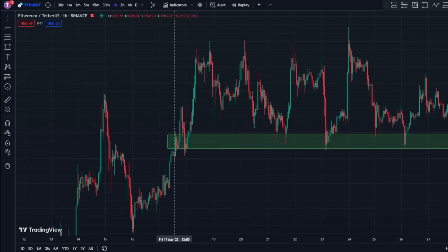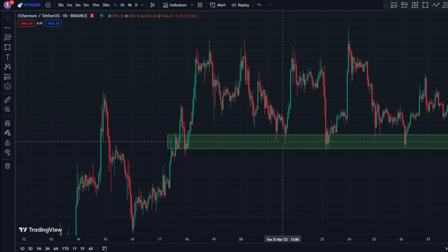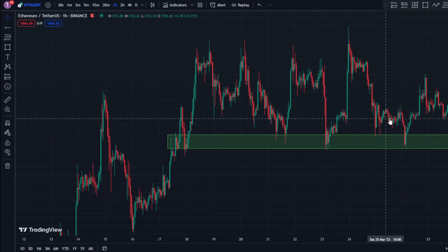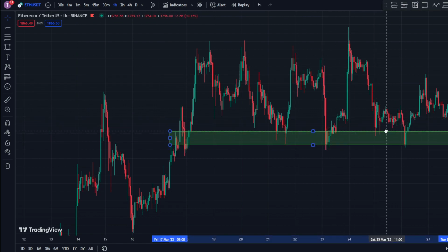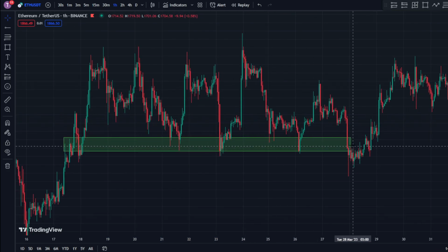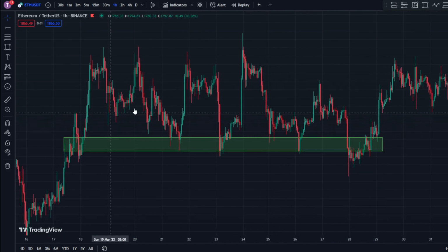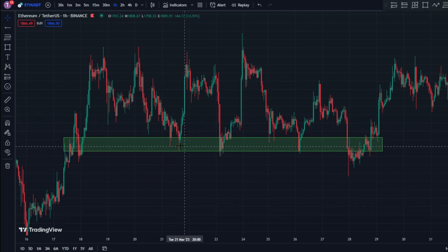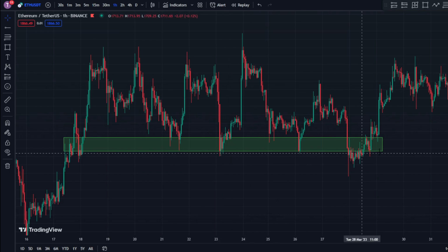So you can see here we have 1 bounce, 2 bounce, 3 bounce, 4 bounce, 5 bounce. I'm not sure you guys want to count these two. If you draw the zone up, you include these two, and what you realize is that this is an area of support, and whenever it comes down to this price area, you want to buy at the area of support.